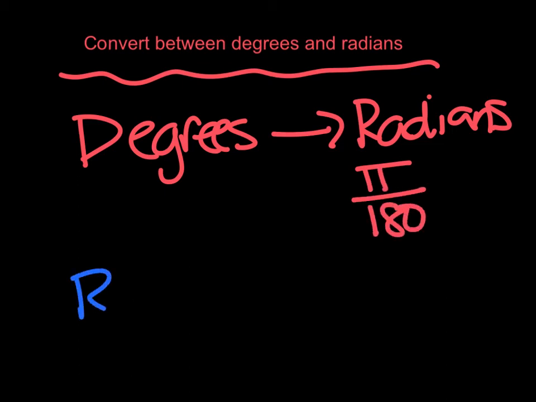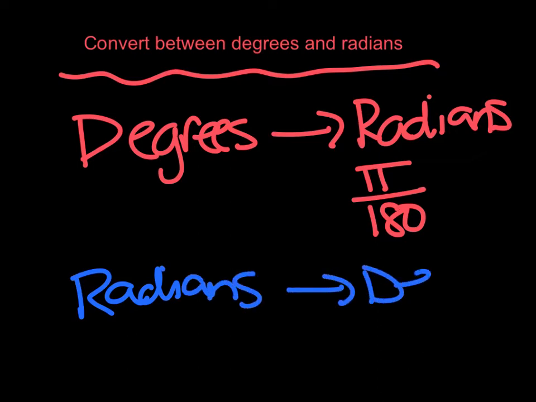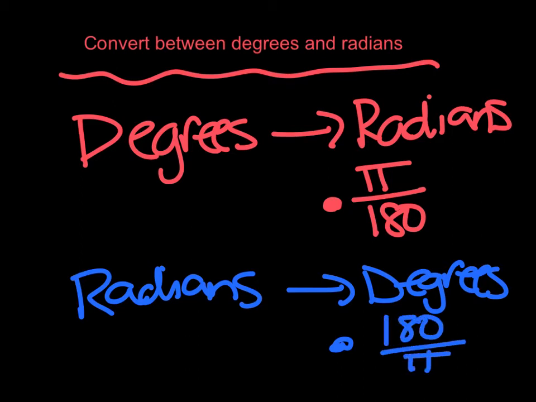If I want to go from radians to degrees, you're going to multiply by 180 over pi, because pi is 180 degrees, and so we're basically just doing unit conversion. It's kind of like when you're in science class and you have to do dimensional analysis to convert things.